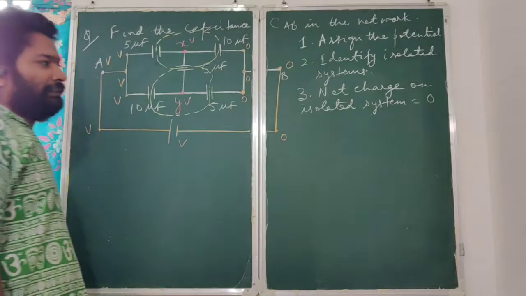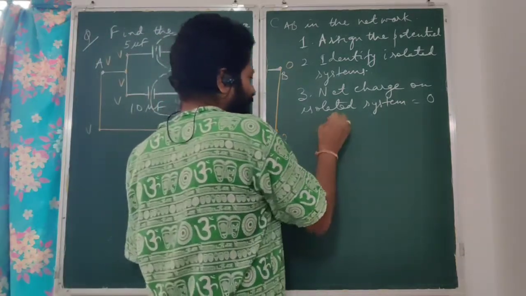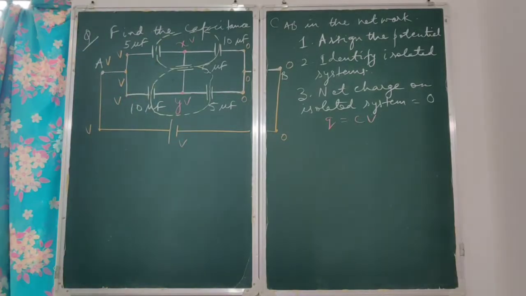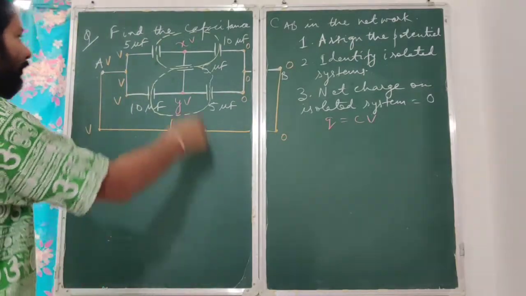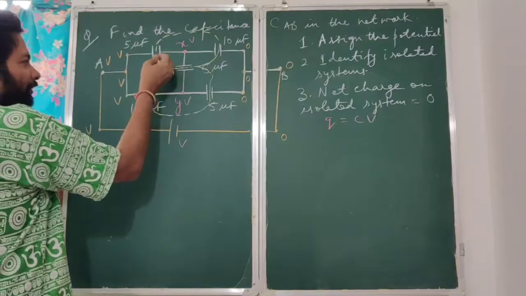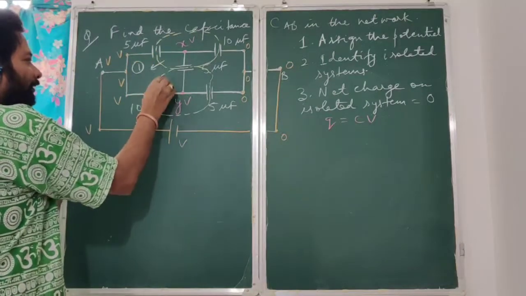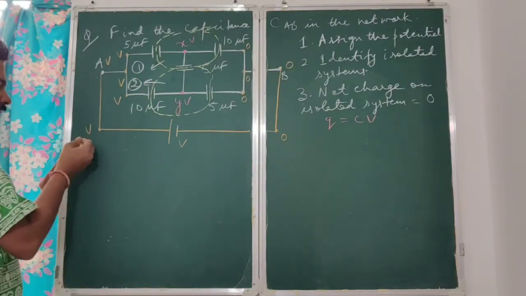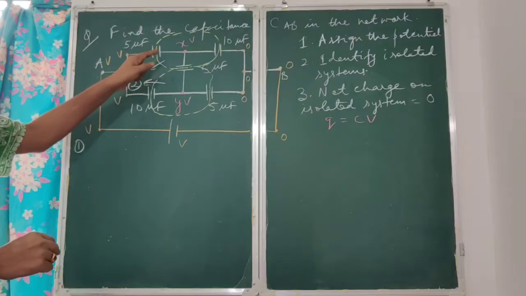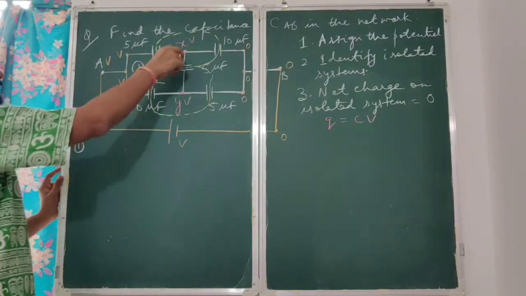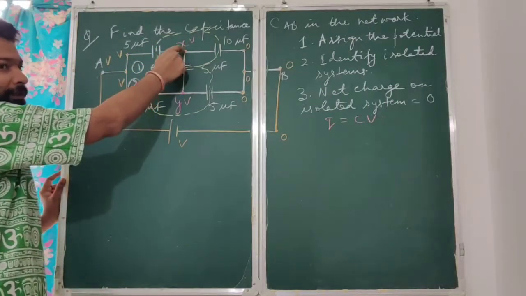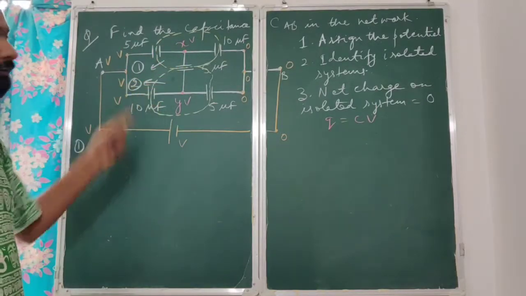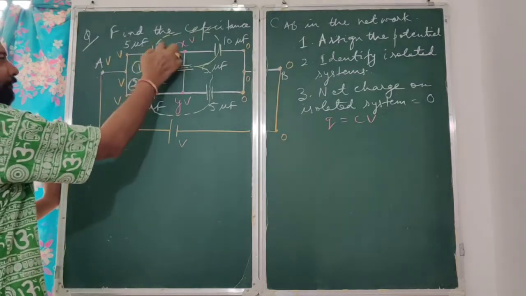So we'll try to find the charge. And how do you find the charge? Charge is equal to C into V, capacitance into potential difference. Let us talk about this first isolated system. We'll name it: this is the first isolated system, this is the second isolated system. So we write the equations for the first isolated system. What is the net charge? Remember, we'll always start from the point which is unknown and then move to the other ends to write the potential difference. So what will be the potential difference for this capacitor?